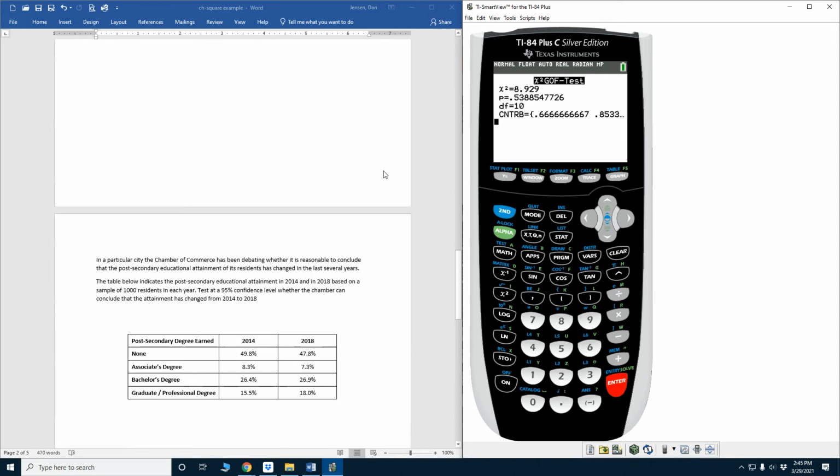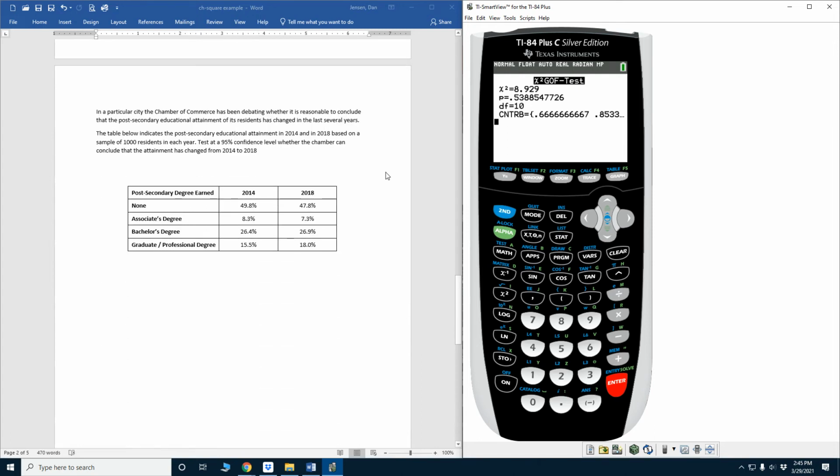Okay. One more example to look at here. In a particular city, the Chamber of Commerce has been debating whether it's reasonable to conclude that the post-secondary educational attainment of its residents has changed in the last several years. The table below indicates the post-secondary educational attainment in 2014 and in 2018 based on a sample of 1,000 residents in each year. Test at a 95% confidence level whether the chamber can conclude that the attainment has changed from 2014 to 2018.